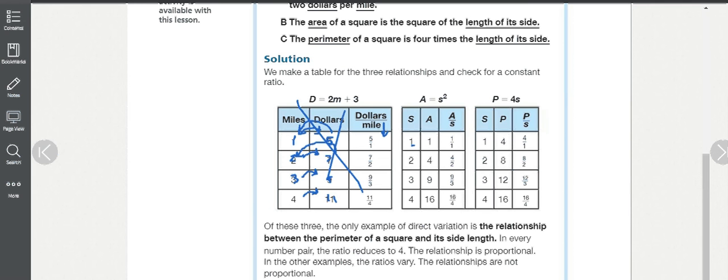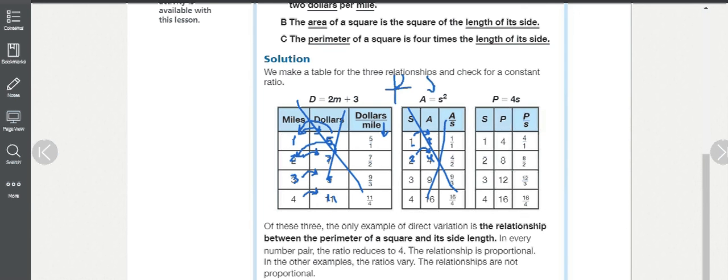Okay, put in 1 here. 1 squared is 1. 2 squared is 4. I've already busted the proportion because 1 times 1 is 1, but 2 times 1 is not 4. So this is not direct variation, and anything with a square won't be, because those graphs always end up curved.